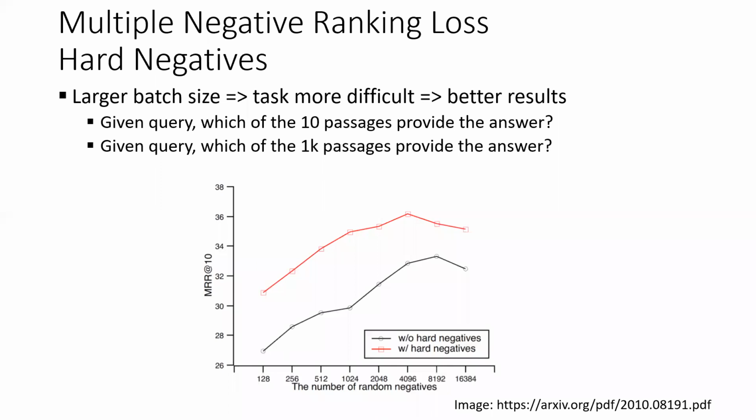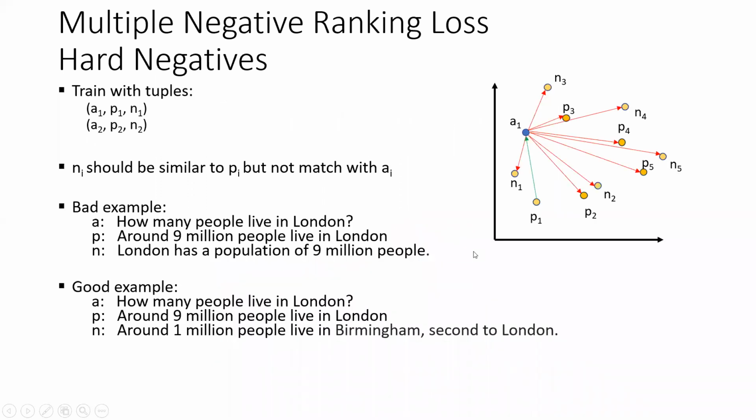The other option that works well to improve performance is to train with hard negatives, which is the red line here. We see the performance with hard negatives is a lot better than training without hard negatives. So what is a hard negative? Previously, we trained with positive pairs: we had some anchor and some positive. Now we train with triplets: an anchor, a positive, and a hard negative. The hard negative should be similar to the positive, but it should not match the anchor.